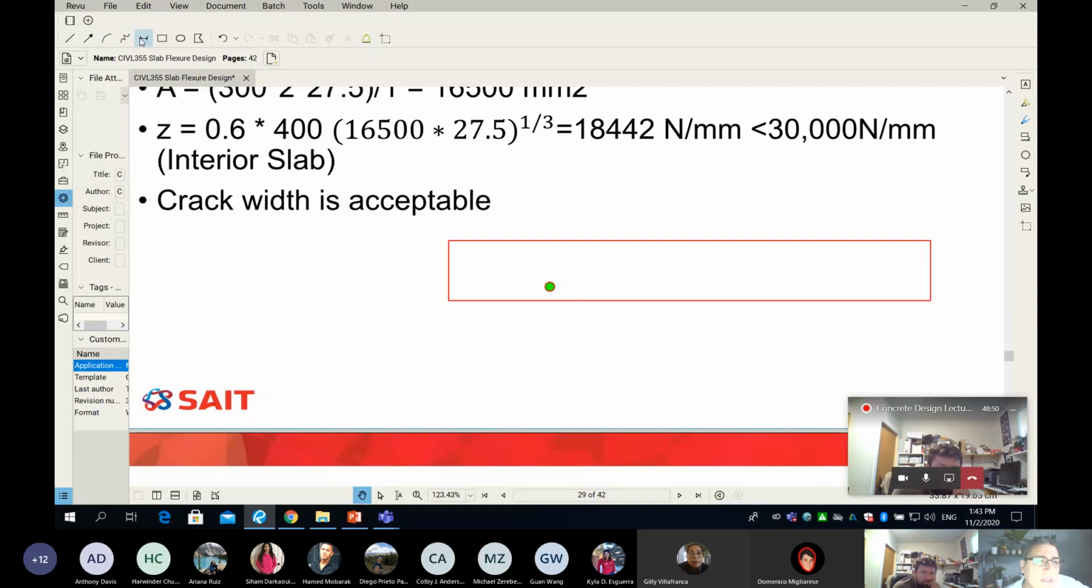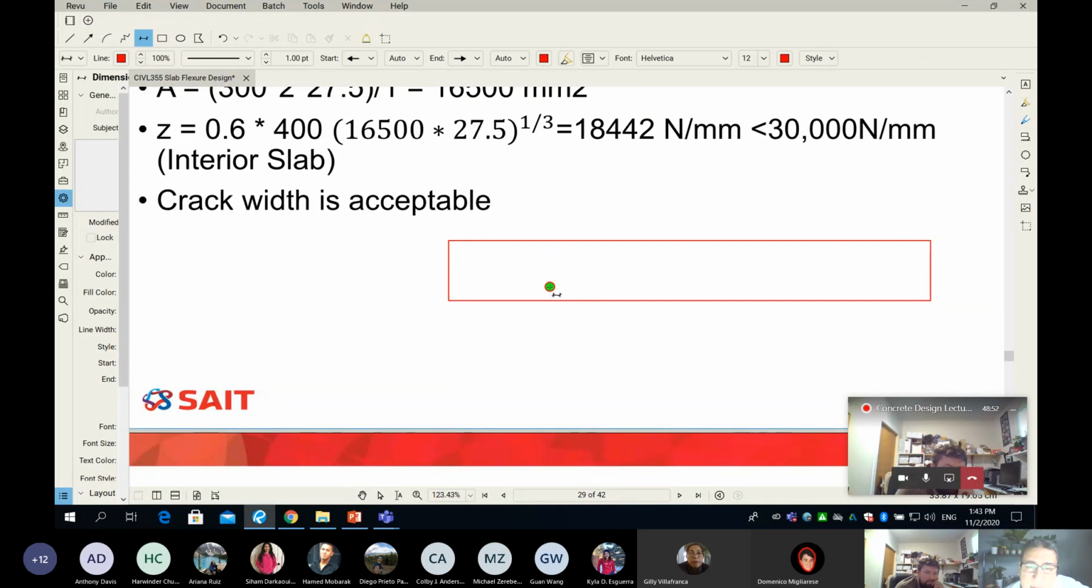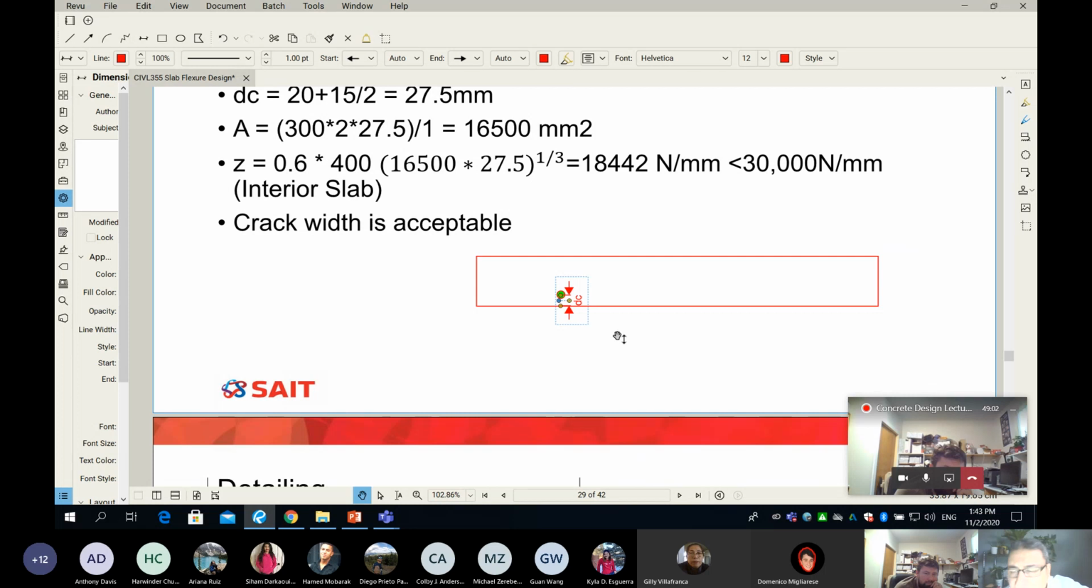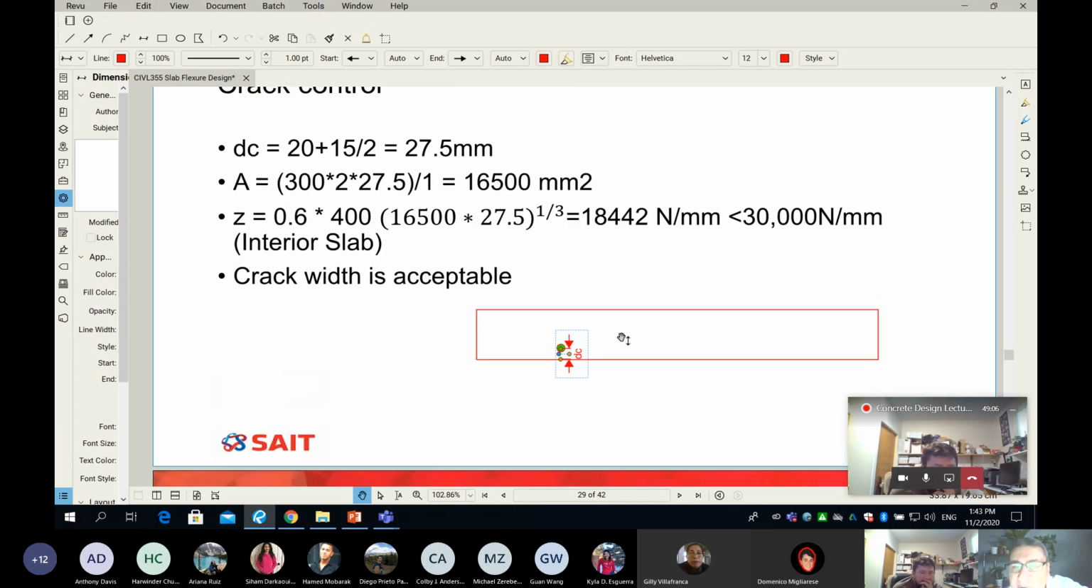DC is very simple. DC was from the center of my rebar to the layer outside here. This is called the D sub C, huh? How much is D sub C? Given that we have no stirrup, very simple. It is the cover plus half bar, which is here, 20 mil cover plus half 15, so 27.5. Now, the next one is Z. What is Z? You guys remember the Z, huh?